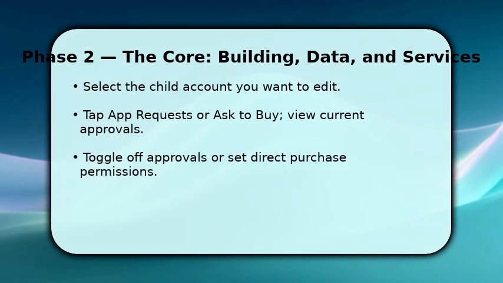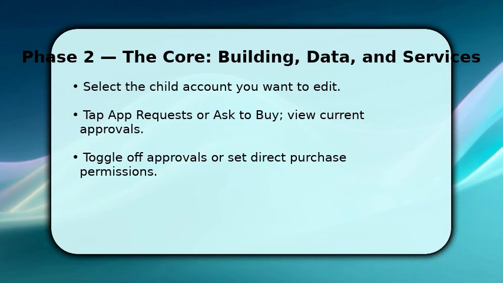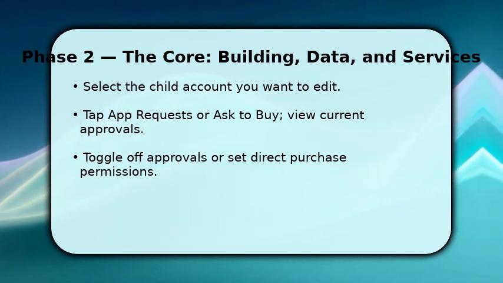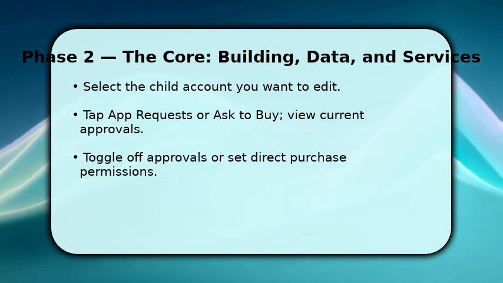Don't skip verify. You select the child profile from the list. This directs you to their controls. Next, find app requests, ask to buy, or purchase approvals. These labels vary by platform. Tap it to view which apps and approval modes are active.